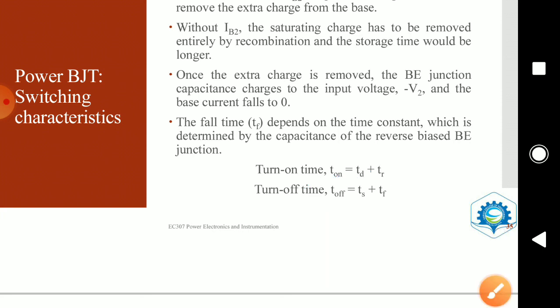So these are the switching characteristics of the power BJT, and we had also discussed the static characteristics, which consist of the input characteristics and the output characteristics. I hope you all have understood the characteristics of the power BJT.